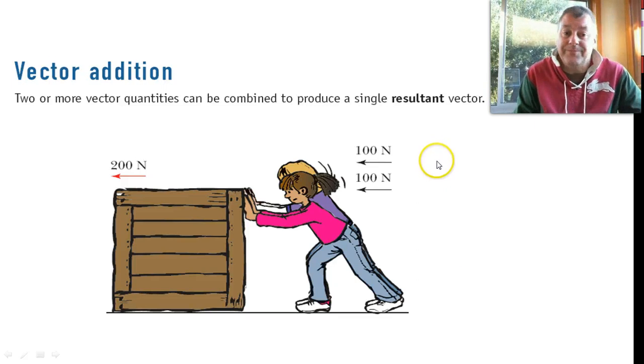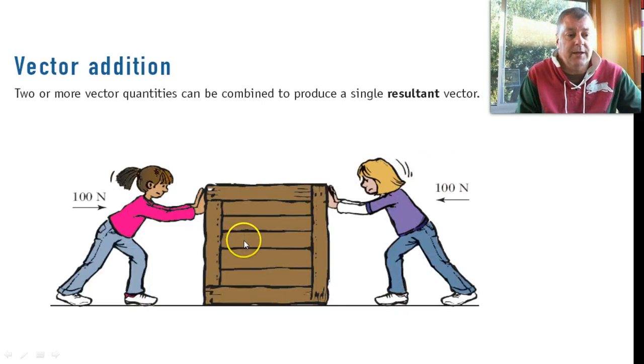Okay. What about this case? How do we add these two vectors? Well, we would know from personal experience that if two people pushed on a crate with an equal amount of force on both sides, the resultant is of course going to be 0. There you go.